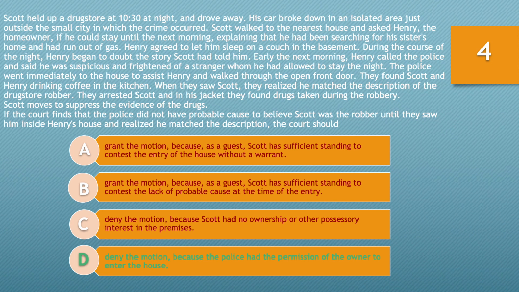C, deny the motion because Scott had no ownership or other possessory interests in the premises. This is, in fact, actually accurate to some degree. However, the issue is not whether Scott had the right to stop the police from coming into the premises, more so searching his person. This is where C goes awry. It, in essence, misses the major point of the question and the fact pattern.